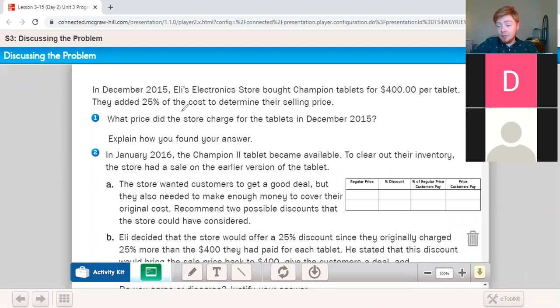This is the same story, by the way. Eli's electronics store, he has the tablets for 400. He added 25. We know that our new answer was $500. So what price did the store charge? We already know that's 500. Explain how we found it. Already did that. So now we're moving on to part two. Just keep in mind 500. I'm going to go ahead and erase that so I can scroll down.